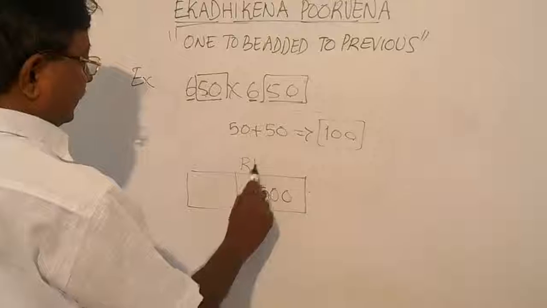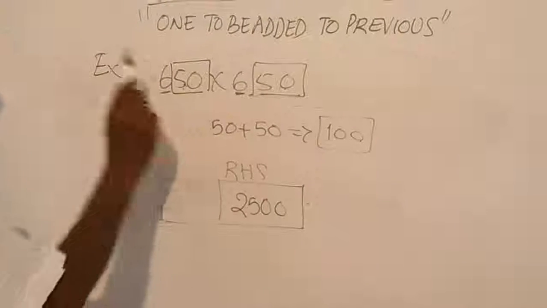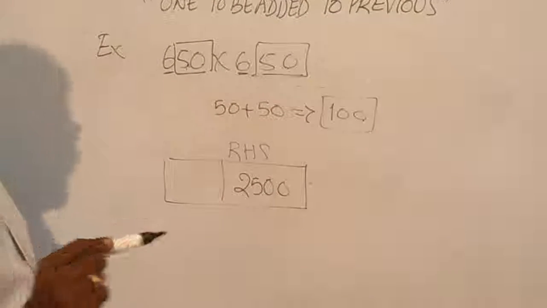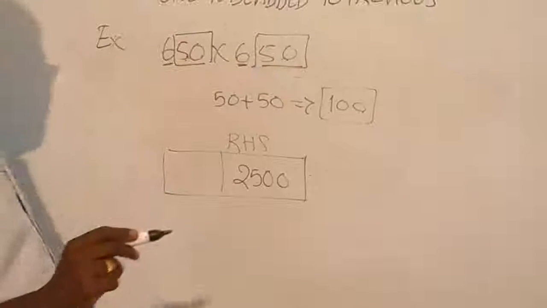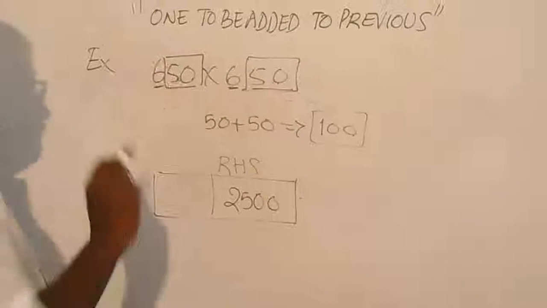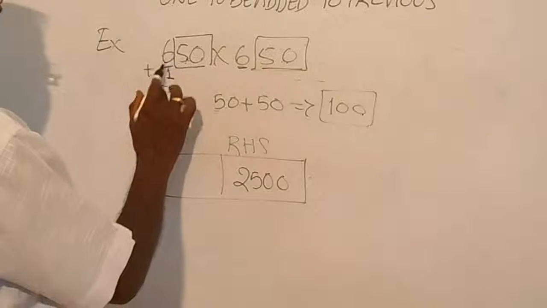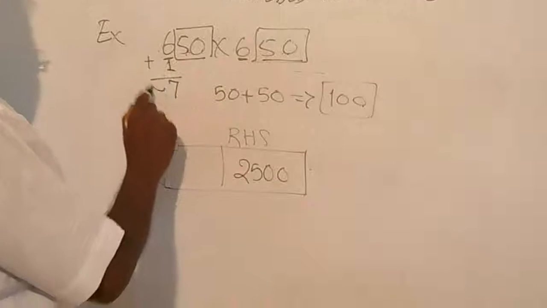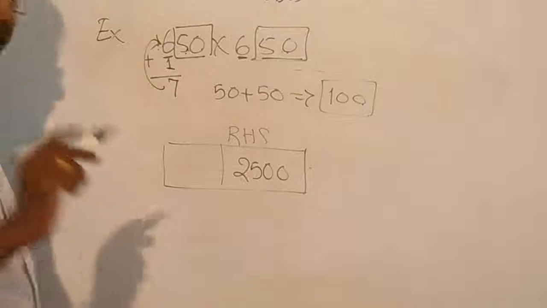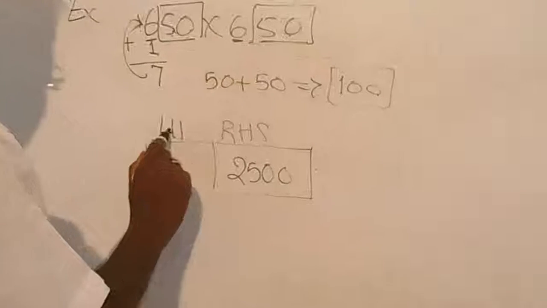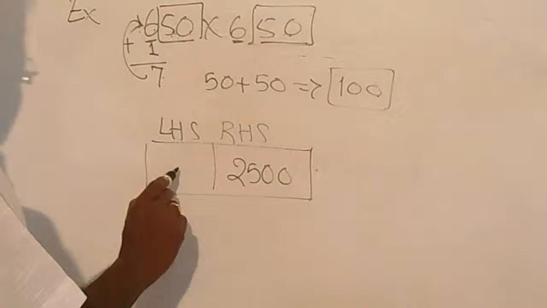Okay. Next, this other digit is 6. Based on ekadikena purvena, 1 is to be added to the previous digit, that is 1 should be added to 6. So that forms 7, which should be multiplied by 6, and that will form LHS. Here LHS is 6 into 7 is 42.